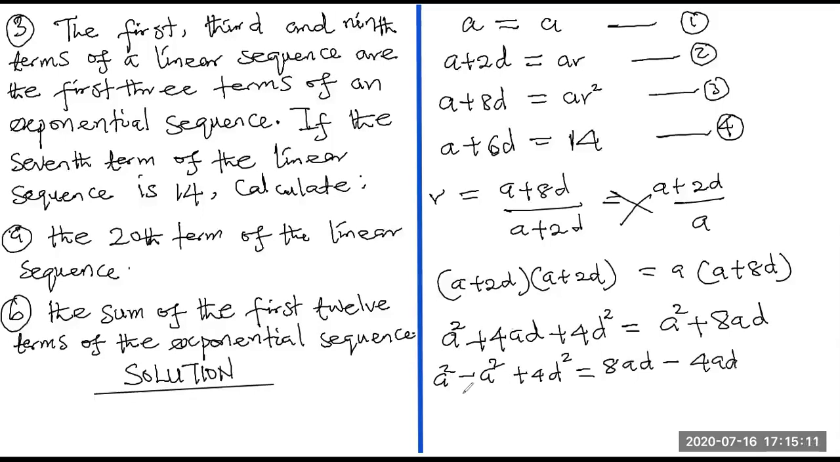A squared cancels A squared to give us 0. We now have 4D squared equals 8AD minus 4AD, which gives us 4AD. Divide both sides by 4D because 4D is common. So we have 4D squared divided by 4D equals 4AD divided by 4D. 4 cancels 4, D cancels D to give A, and one D cancels here, remaining D. So we can say that therefore our D is equal to A.